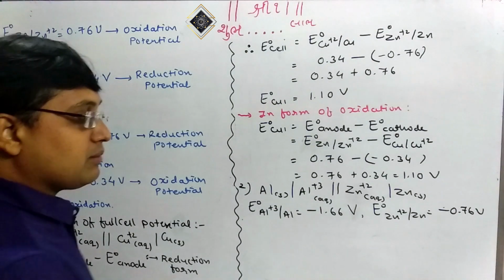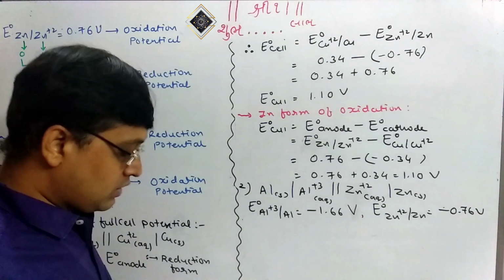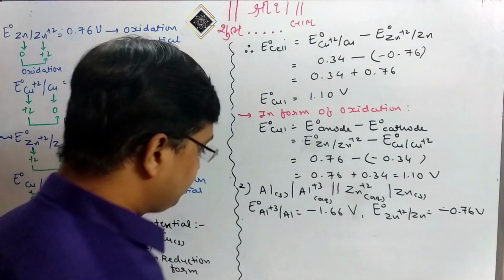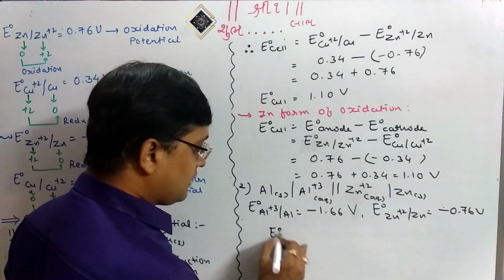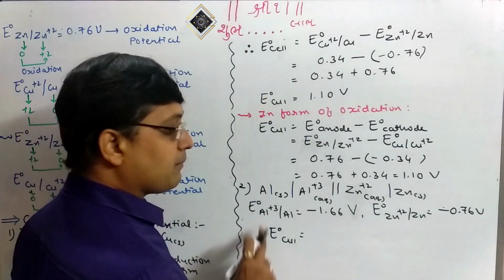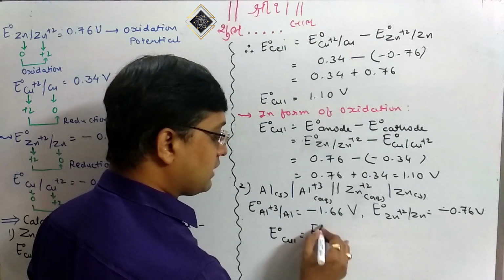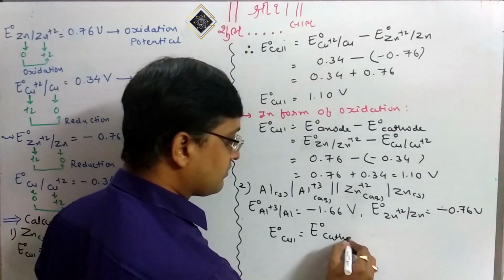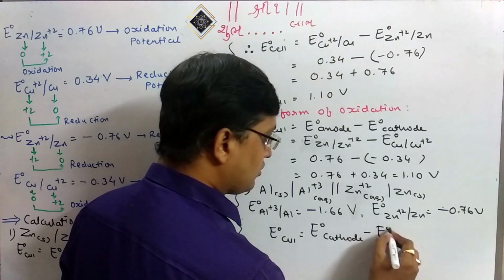Okay, here both the half cells are given in reduction form. Let's calculate the E0 cell. Since both are in reduction form, the reduction formula is E0 cell equals E0 cathode minus E0 anode.